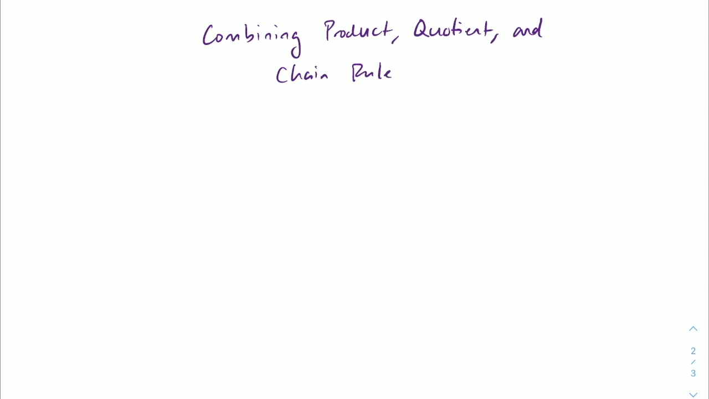Okay, so in this video we're going to talk about combining the various rules, the product rule, the quotient rule, and the chain rule. Alright, so we'll start with an example where we have a product rule inside a chain rule.